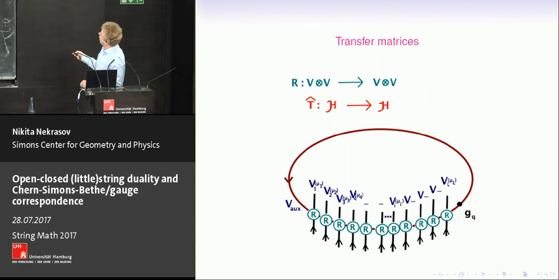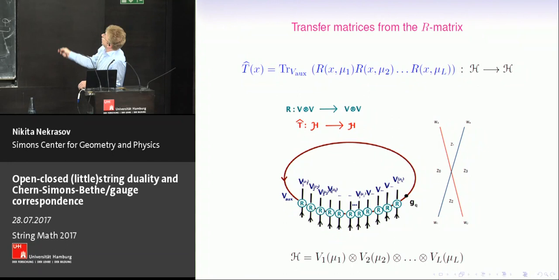And then you can build the transfer matrix by taking the product of L copies of these R matrices acting between the incoming spaces and some additional auxiliary space, and then taking the trace over the auxiliary space. This R matrix depends on parameters, the so-called spectral parameters, and you can assign these parameters to the actual individual vector spaces in a sense which will be clear, maybe. And so by taking the trace over the auxiliary space, you are left with an operator which acts in the tensor product of these individual vector spaces.